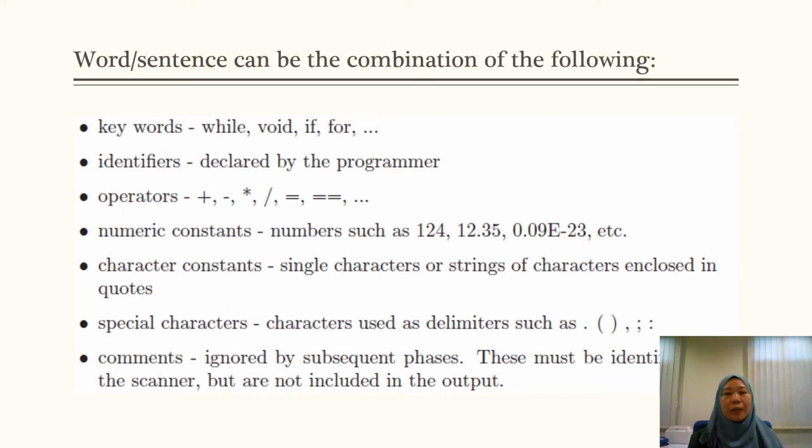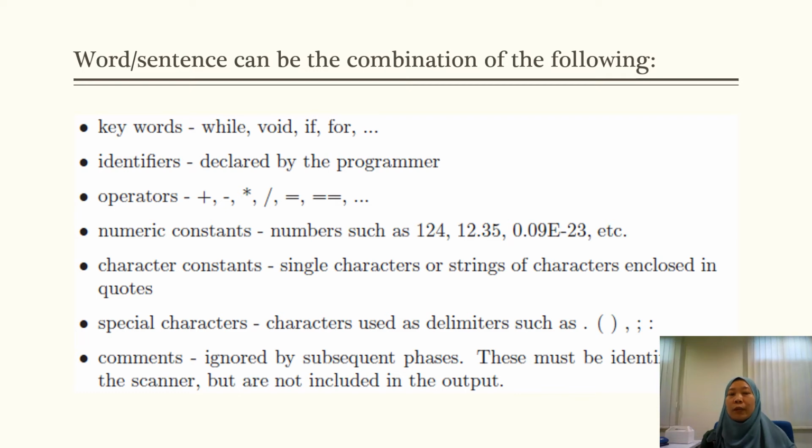So what are the combinations of words and sentences? What can be tokens? Words and sentences can be the combinations of the following. It can be keywords like while, void, if, for, integer. Those are the keywords in a high-level language.